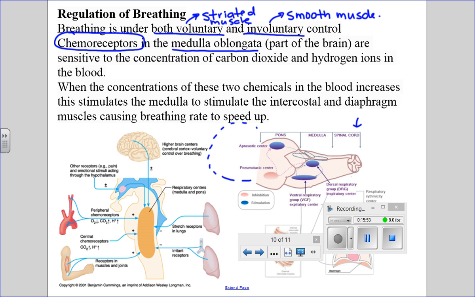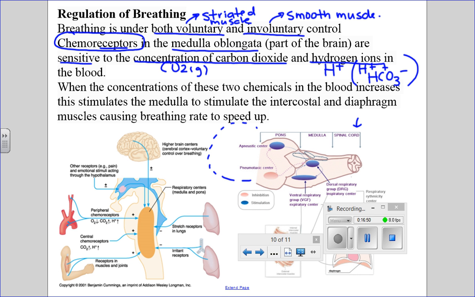Now, in this part of your brain, there are these receptors, and they are sensitive to the concentration of carbon dioxide and hydrogen ions in your blood. So that means they are detecting CO2, but they are also detecting H+. And you might ask yourself, well, what does H+ have to do with carbon dioxide or me breathing? I'll just remind you that when CO2 reacts with water, I get those two substances, hydrogen ions and bicarbonate ions. And so your brain is detecting these hydrogen ions that are the byproduct of CO2 dissolving in your blood.